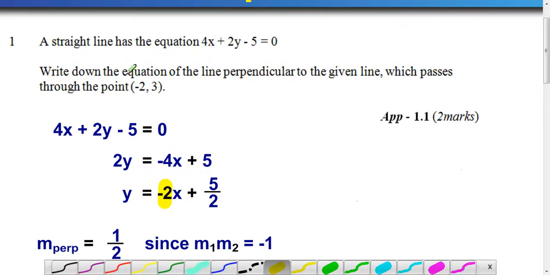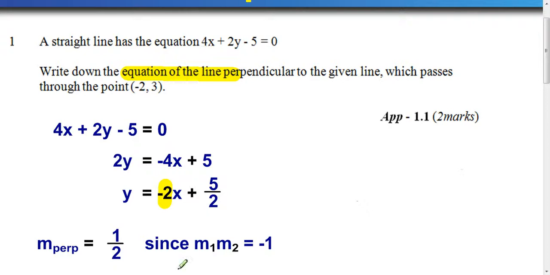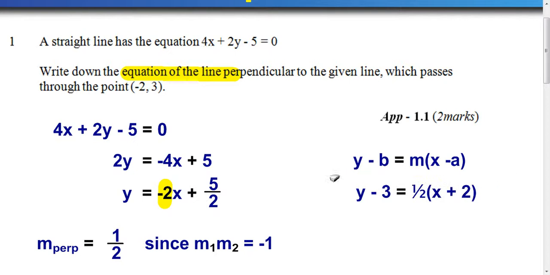Now the question did ask for the equation of the line. This is not an equation, we've just worked out the gradient. So in order to work out the equation, we need to do y take b equals m times x take a. I need this new gradient here, and I need that point up there. Okay, so let's write that out. We're going to do y take away b, which is 3 here, equals a half from our new gradient, and x take away negative 2. Now x take away negative 2 becomes x plus 2.